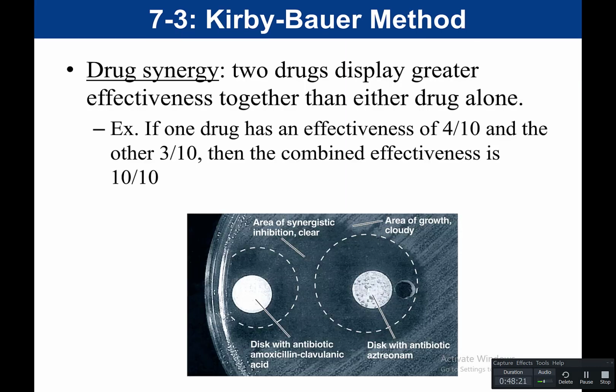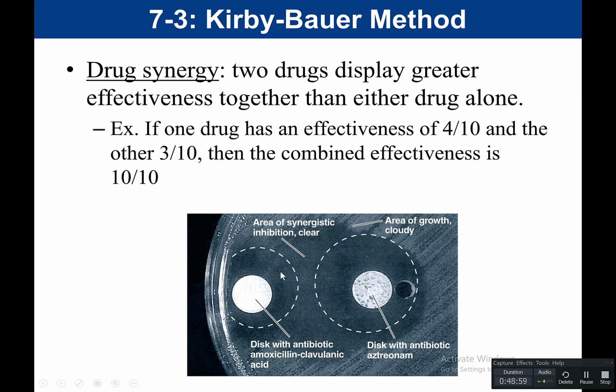Now, another phenomenon that we see when looking at a Kirby-Bauer method is what's called drug synergy, and 2 drugs display greater effectiveness together than either drug alone. For example, if one drug has an effectiveness of 4 out of 10 and the other 3 out of 10, then you would expect that combined it would be 7 out of 10. Yet when you look at it, it's actually 10 out of 10. They're more effective when combined than either drug individually.